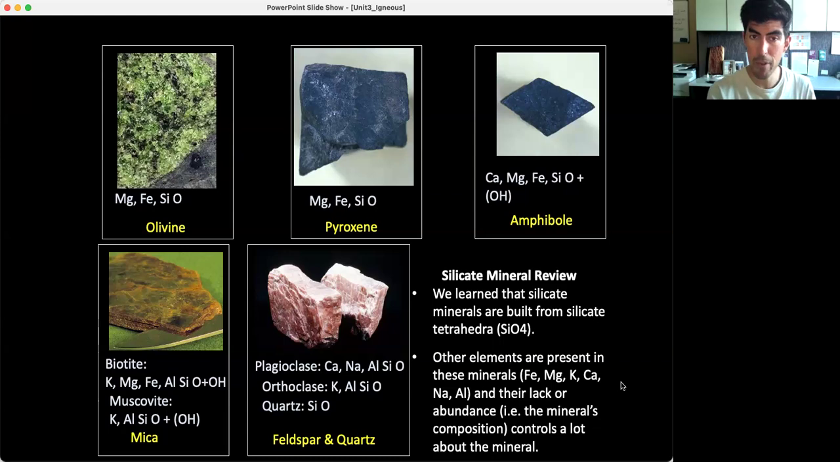So we've taken the minerals that we learned about previously, and we're starting to see that certain minerals tend to lend us towards the mafic category. Remember iron and magnesium. And then the other minerals tend to lend us towards the felsic category. Remember silicon and oxygen.